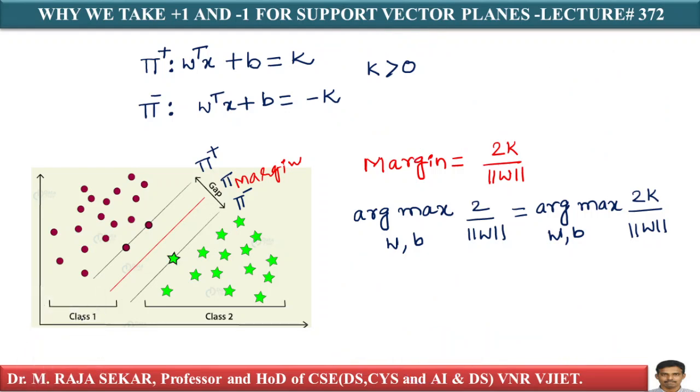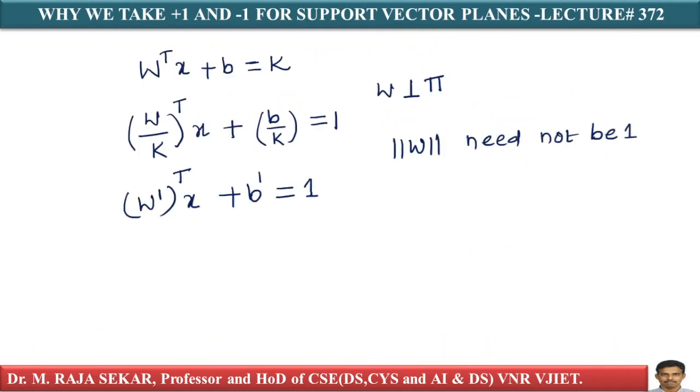This is the first perspective. We will try to understand our second interpretation. This is my second interpretation. What is my pi plus? W transpose x plus b equal to k. Let me say this is our pi plus, isn't it? Now what am I doing? I am just dividing with k. That will be w by k whole transpose into x plus b by k equal to 1.